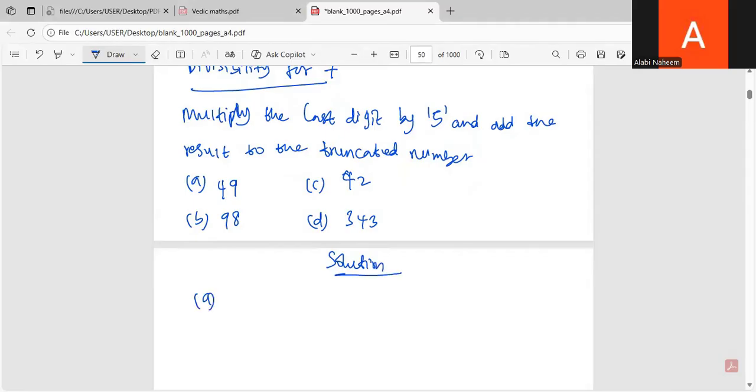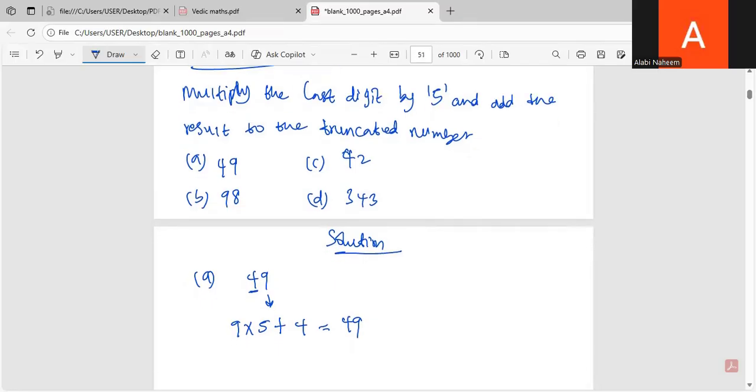So for A, we have 49, right? What's the last digit? It is 9. So the rule says multiply the last digit by 5, 9 times 5, and add the result to the truncated number, that is the number that is left. In this case, what's the number that is left? 4 is left. Add it to 4. 9 times 5 is 45 plus 4, 49. So 49 is divisible by 7, just like we know, 49 divided by 7 is 7.